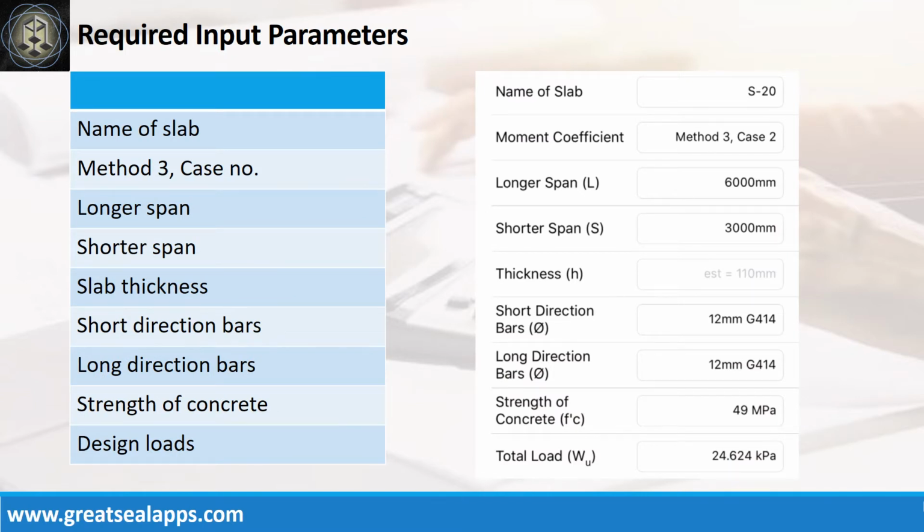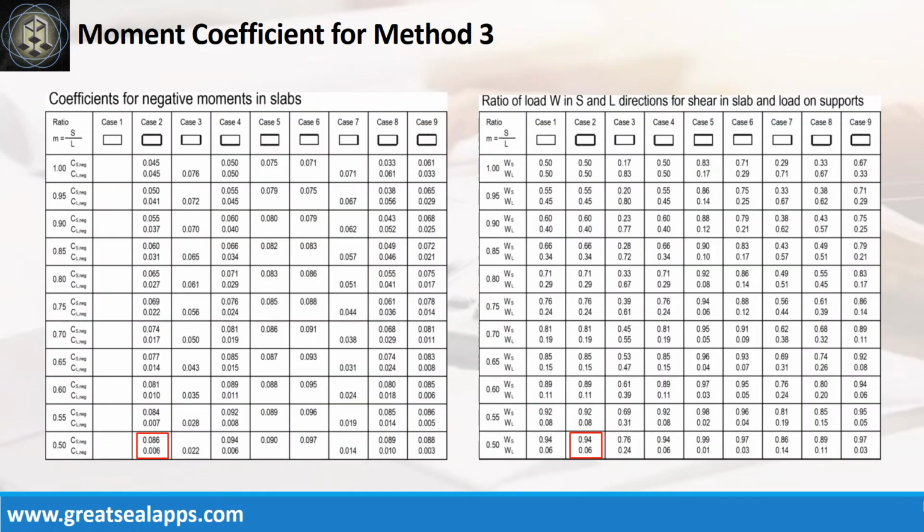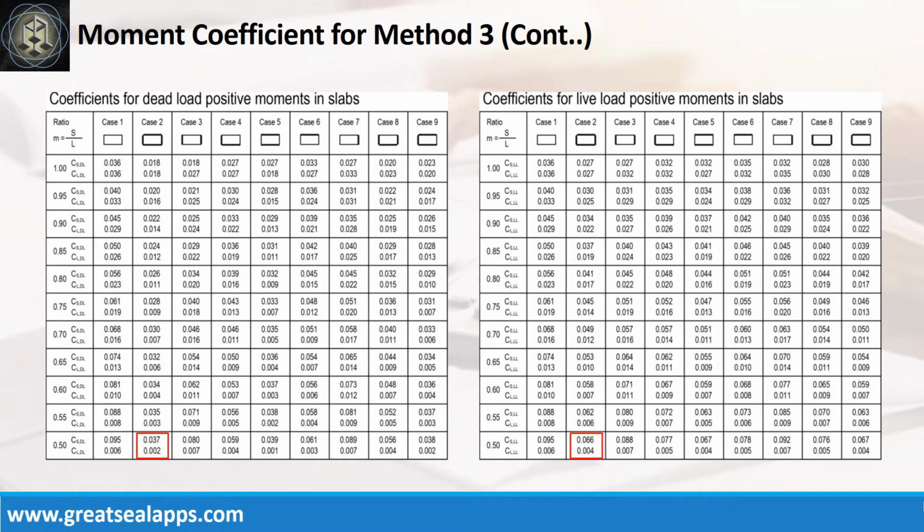Enumerate input parameters required. Name of slab S20, case 2, panel design, longer span 6,000 mm, shorter span 3,000 mm, slab thickness 110 mm, main bars 12 mm bar at grade 414, strength of concrete 49 MPa, and factored load 24.624 kPa. Use case 2 at m equals 0.5. Refer coefficients for negative moments and shear computations. Use case 2 at m equals 0.5. Refer coefficients for dead load and live load positive moments.